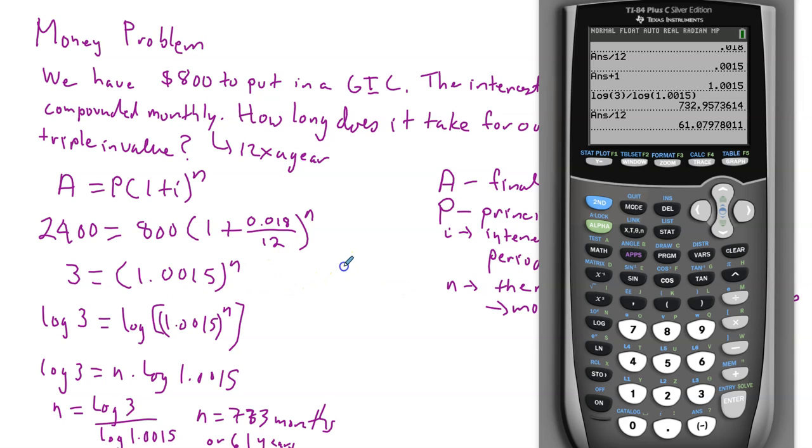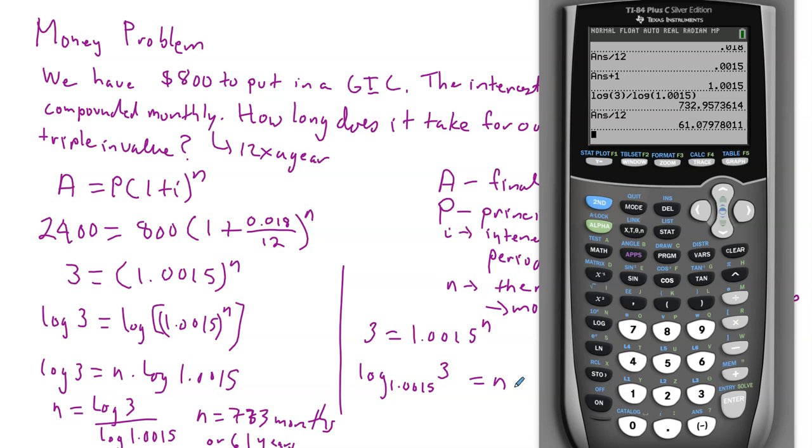Here's another way. So let's say we're starting with 3 is equal to 1.0015 to the n. Then all we say is, all right, let's write this as a log. So our base is 1.0015. So log base 1.0015 of the number 3, because that's the value we're going to end up with, is equal to the exponent n. Because remember, a logarithm is an exponent. So that's the exponent n.